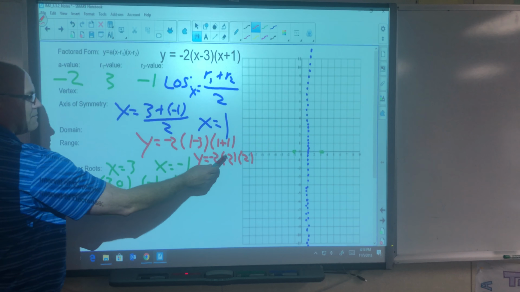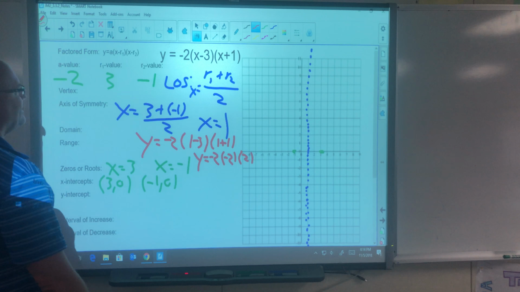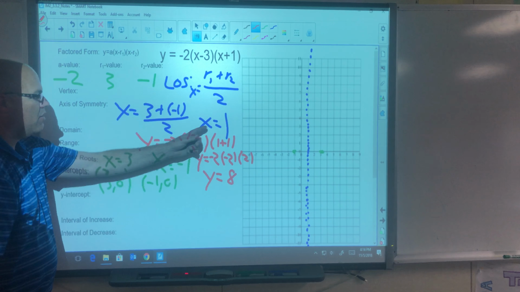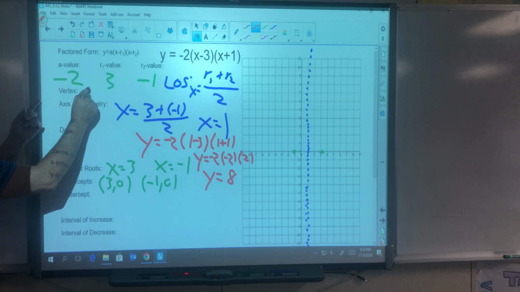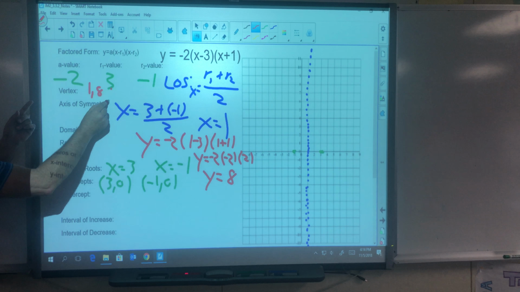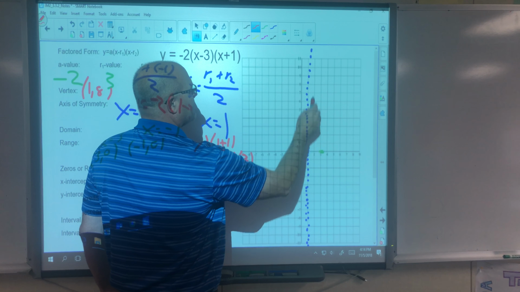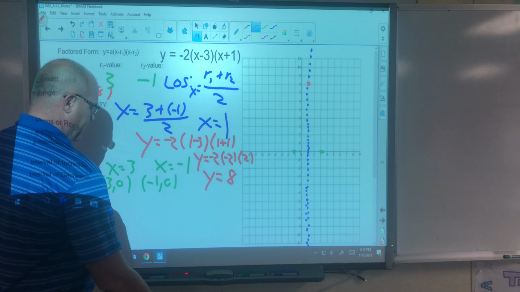All right, so negative 2 times negative 2 is positive 4. 4 times 2 is 8. So we get y equals 8 when x was 1. All right, so that's my vertex. My vertex is going to be the point (1, 8). So we can graph that point (1, 8). There it is. All right.